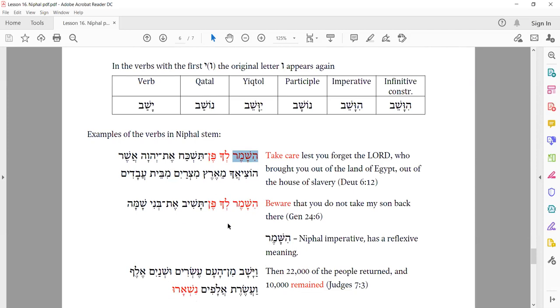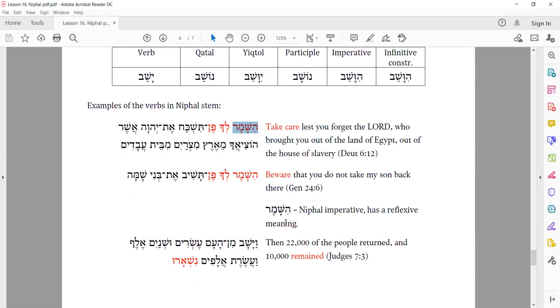Or the similar phrase, Hishamer lecha pen tashiv et bene shama. Beware or take care, we can translate the same, that you do not take my son back there. And Hishamer has a reflexive meaning. So it is not passive here, but in this case it has a reflexive meaning: take care of yourself.